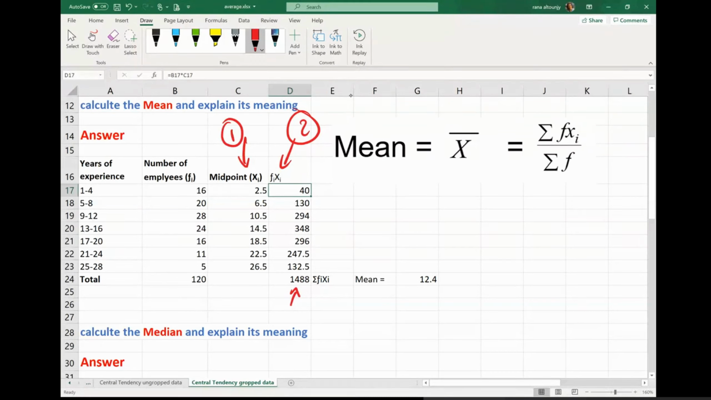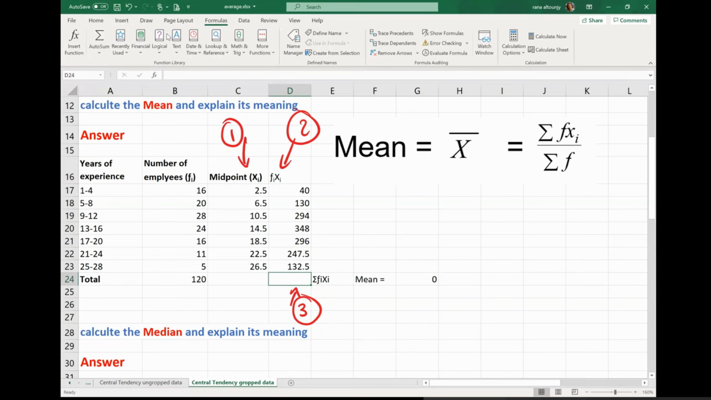The third thing we need to calculate is the sum of Fi multiplied by Xi, which is the sum of this column. How can we calculate the sum? We can put the formula. We go to auto sum, select the cells we want to sum, and just click enter. So the third point we need to calculate is the sum of Fi multiplied by Xi.